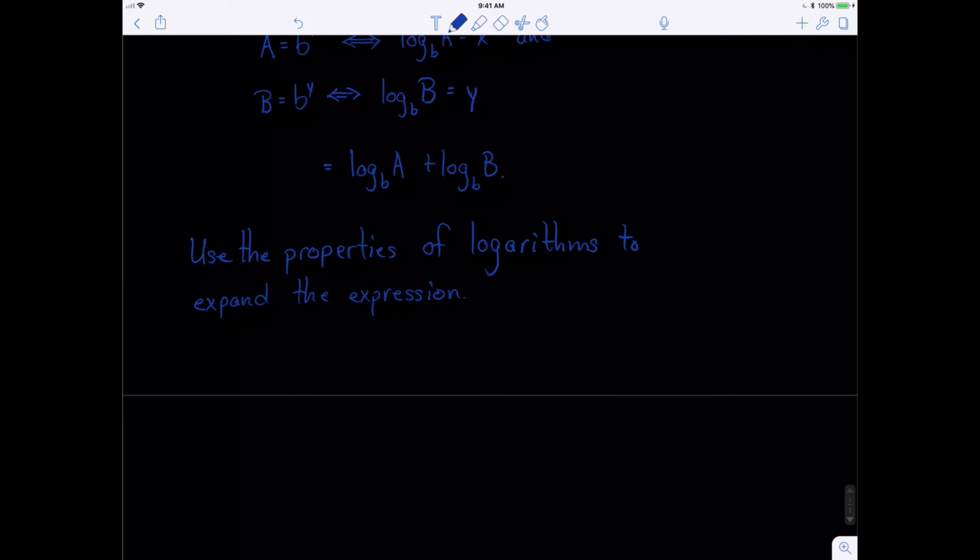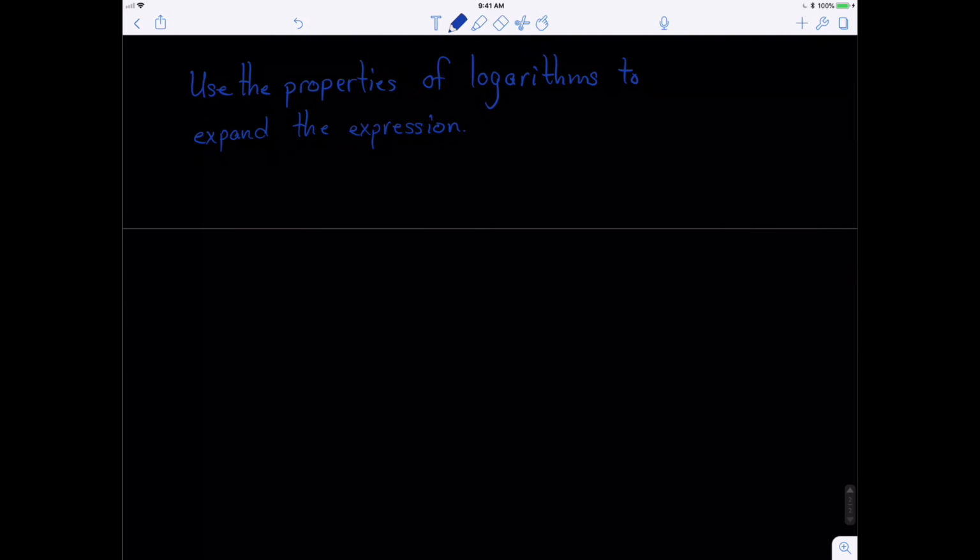Okay, so here's the first one we're going to take a look at. We have the log base 3 of 3x squared. Notice that we have a string of multiplication, so I'm going to think of this as the log in base 3 of 3 times x squared. Well, we just proved that you can rewrite that as the log base 3 of 3 plus the log in base 3 of x squared.